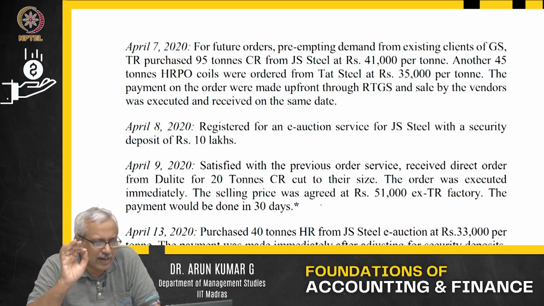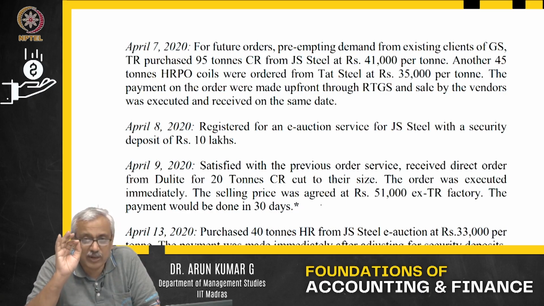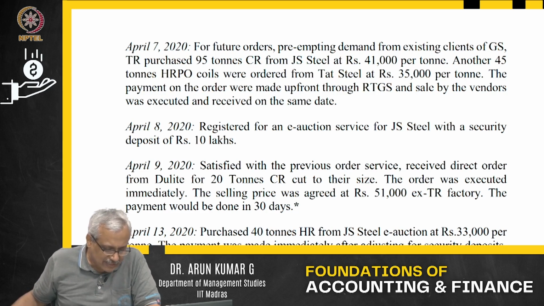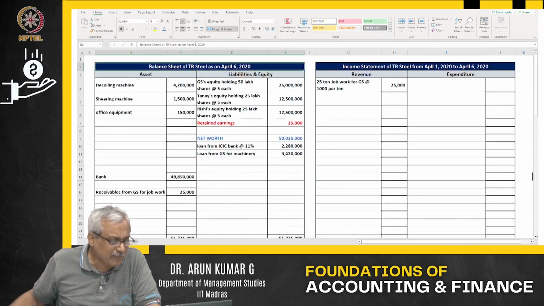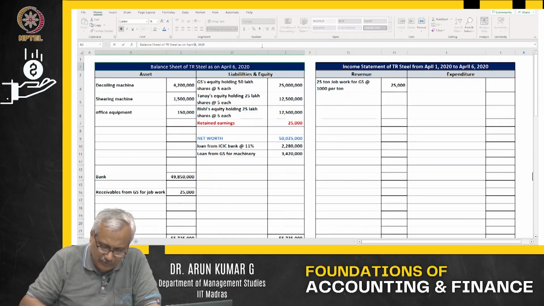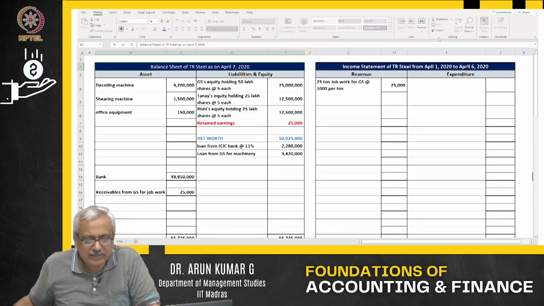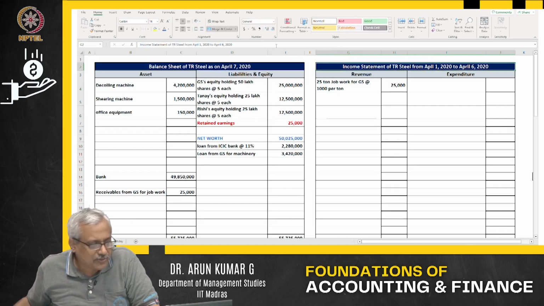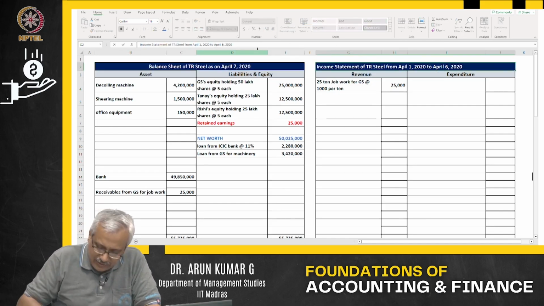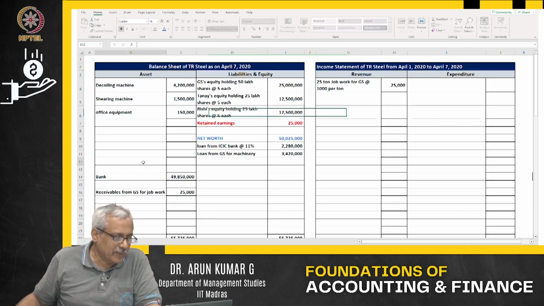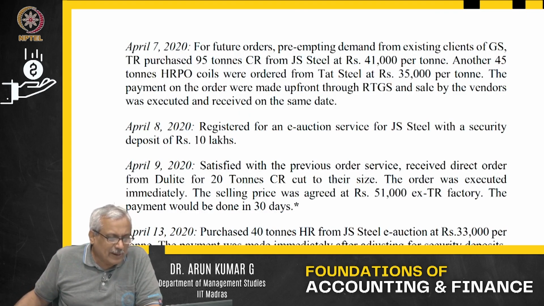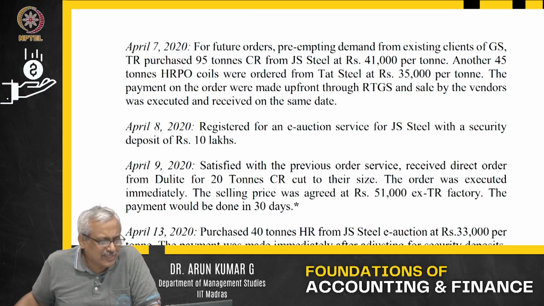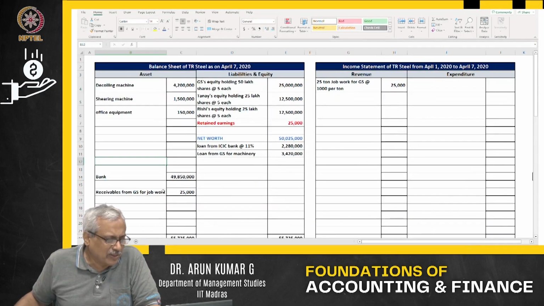95 tons of CR was purchased from JS at 41,000 per ton. You have purchased it. It has landed in your shop floor or godown. This is as of April 7. Let us make it April 7 out there, and let me make this also April 7. Beautiful. Now, you have purchased 95 tons of CR from JS Steel at 41,000 per ton.